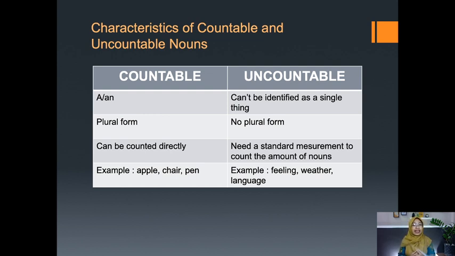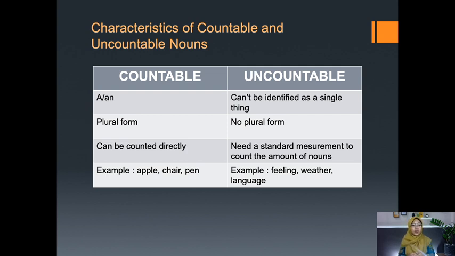So, on the screen you will see that the third characteristic is can be counted directly. Like the example I gave you, 1 apple, 2 apples. Uncountable, there is no 1 money, 2 money, because we talk about the value of the money. 1,000, 2,000, 3,000, etc. So you need to measure it or read the value first to know the numbers.